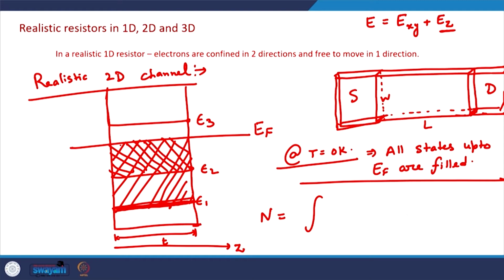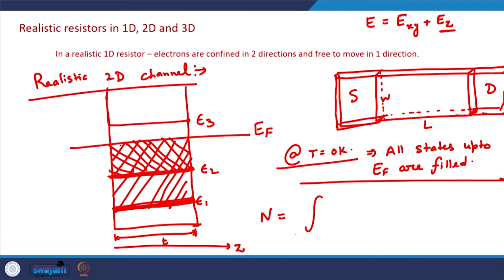One is those electrons that have energy epsilon 1 in z direction and any energy from 0 to EF minus epsilon 1 in xy direction. Similarly, the second configuration can be that the electrons might have energy epsilon 2 in z direction and any energy from 0 to EF minus epsilon 2 in xy direction.